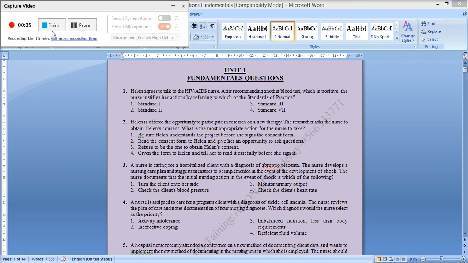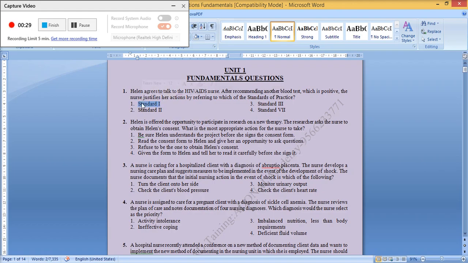Helen agrees to talk to the HIV/AIDS nurse after recommending another blood test which is positive. The nurse justifies her action by referring to which of the standards of practice? 1. Standard 1, 2. Standard 2, 3. Standard 3, 4. Standard 7. Answer 1. Standard 1.